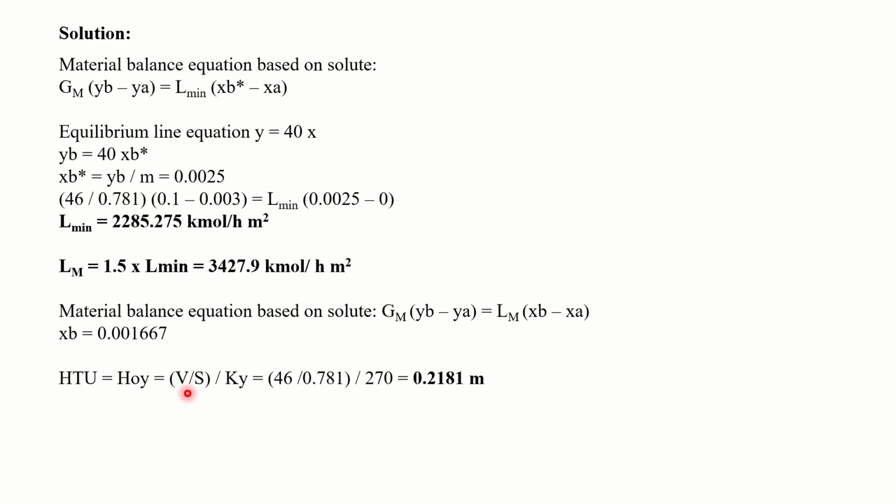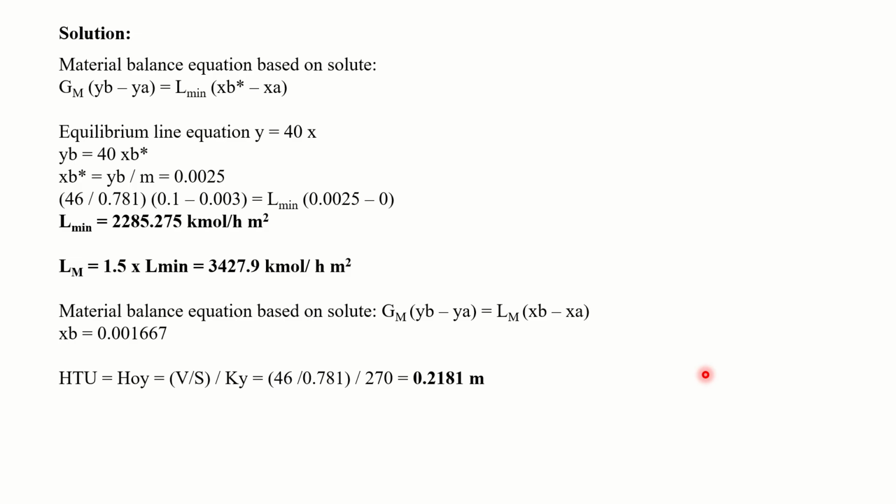Then the height of a transfer unit calculation, which is V by S by KYA. V by S is the ratio between gas flow rate and the cross-sectional area. We are already given this in terms of kilomole per hour meter square, so that will be substituted here. Then KYA is also given. By substituting that, we'll get the height of a single transfer unit.